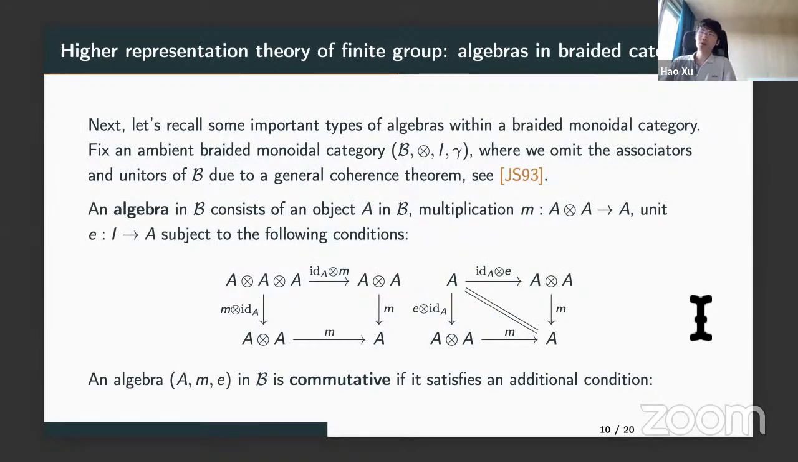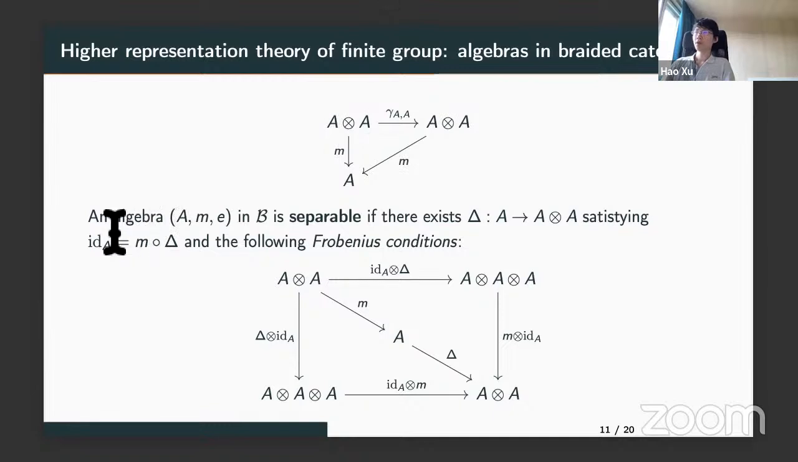So let's recall some important types of algebras in a braided monoidal category B. An algebra in B consists of an object A together with a multiplication M from A tensor A to A, and a unit going from the monoidal unit I to A, and they should satisfy the associativity and unitality conditions. Furthermore, an algebra is said to be commutative if it satisfies an additional commutativity constraint. Then we say an algebra is separable if you can find a section of multiplication which is A-A bilinear. A-A bilinearity is equivalent to the following Frobenius conditions for delta.